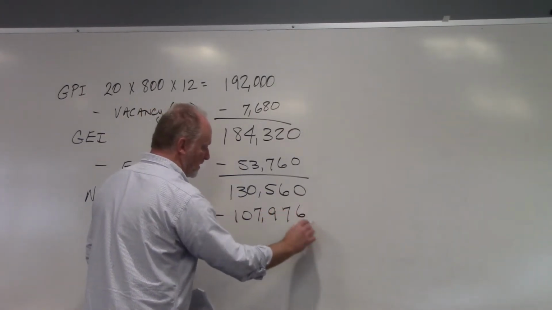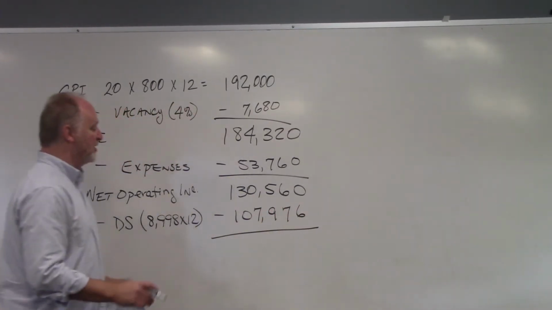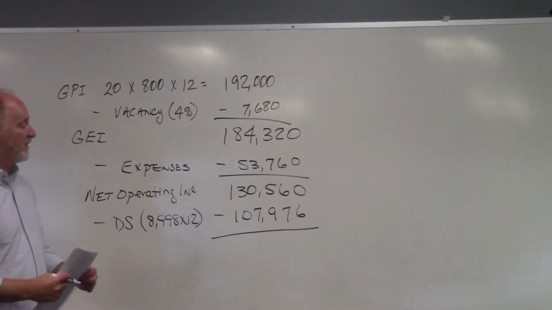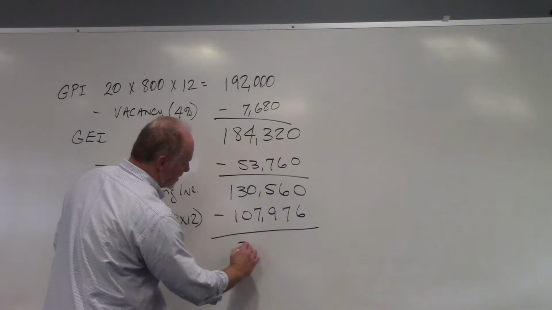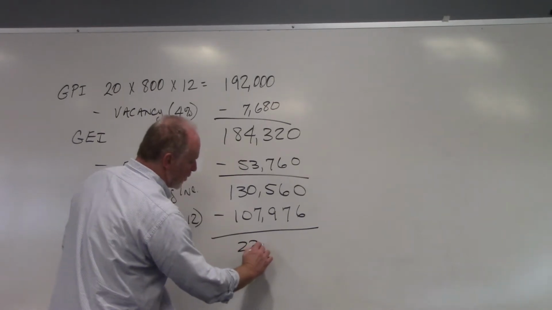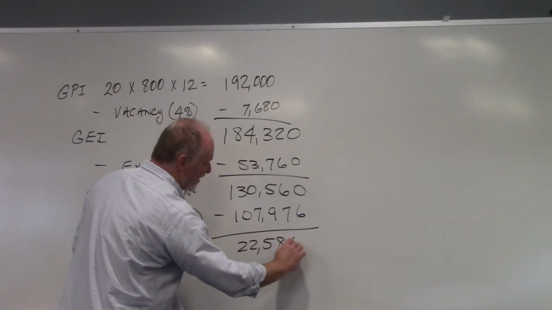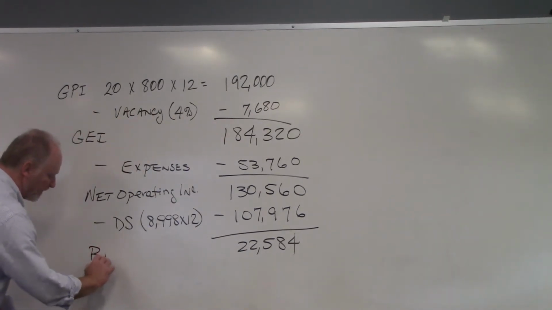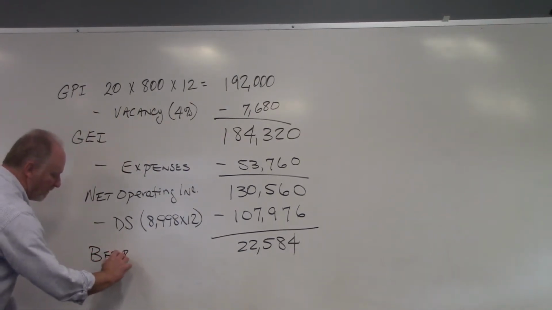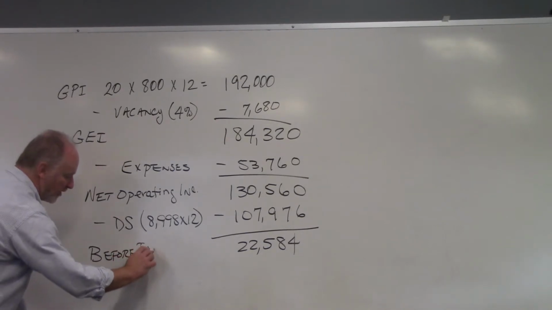976. Okay? And then you take the net operating income, subtract out the debt service, and you will see that that number is 22 what? 584. 22,584. And what is the name of that number? The before tax cash flow. Before tax cash flow. Be careful right here.